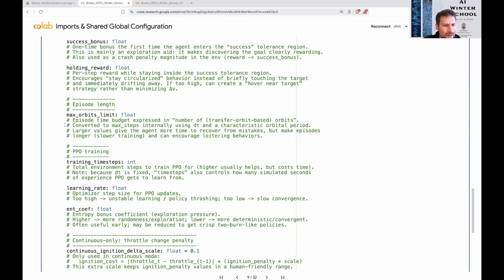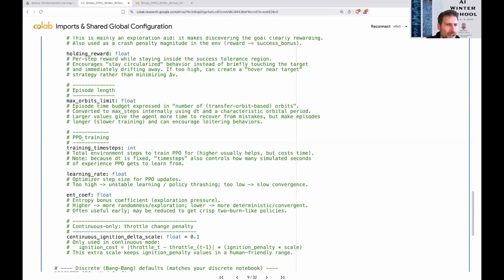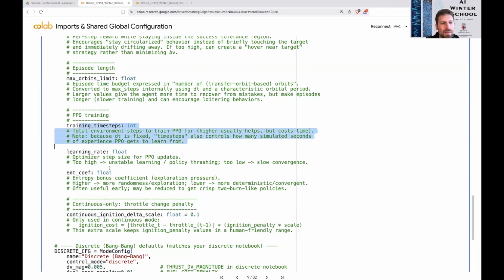And then there's a few other things here for max orbits, which is basically how long you have to stay there to count it as a success. How many orbits. And then there's some generic PPO, so reinforcement learning parameters that we define here too. So one is just how many time steps we do totally for the training. And I'll talk a little bit about that.